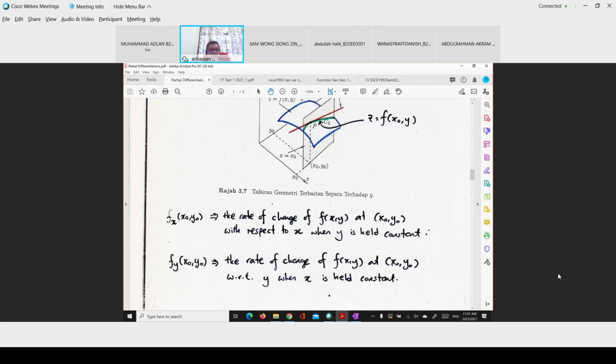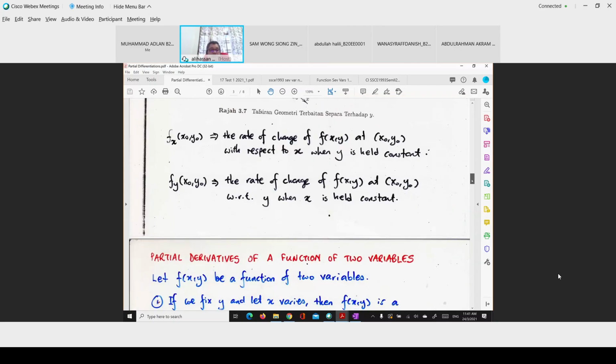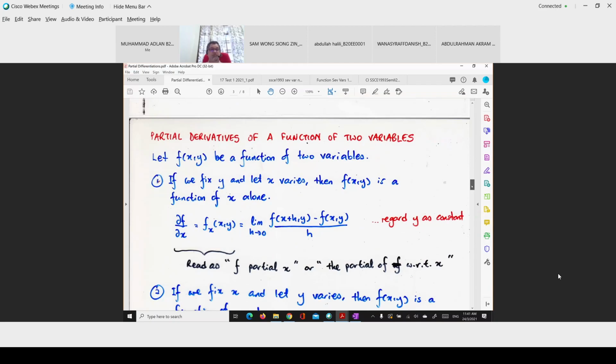Sometimes f partial x is also written with a subscript x. It measures the rate of change of the function with respect to x, holding y constant. So f partial y, sometimes also denoted as f with subscript y at the point (x naught, y naught), measures the rate of change of the function f(x,y) at the point (x naught, y naught) with respect to y, holding x constant. So this is the further explanation.